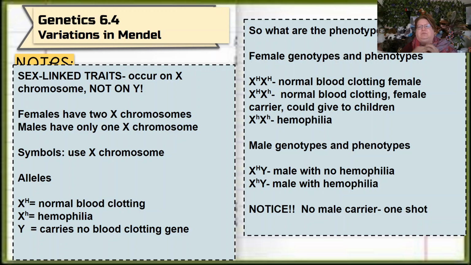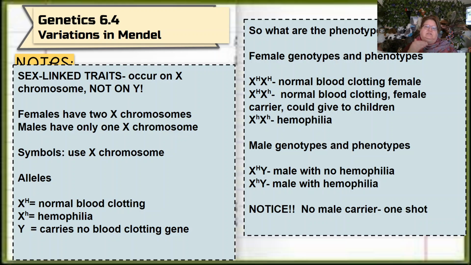So how would we write the phenotypes down? Let's look at the females. Ladies out there, unless you have been diagnosed with hemophilia, you are all X capital H, X capital H. That is the normal blood clotting for a female. That's how we would write it.